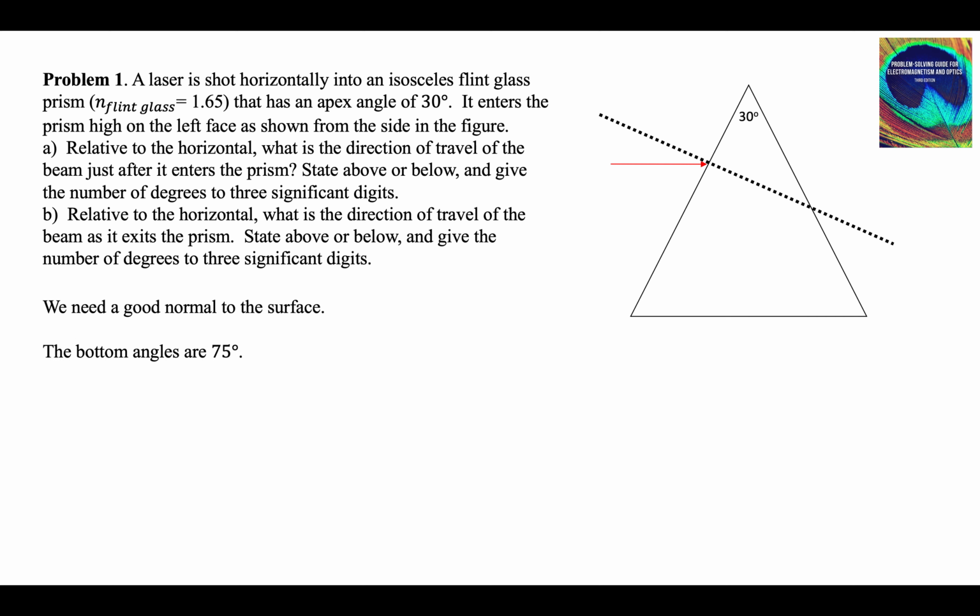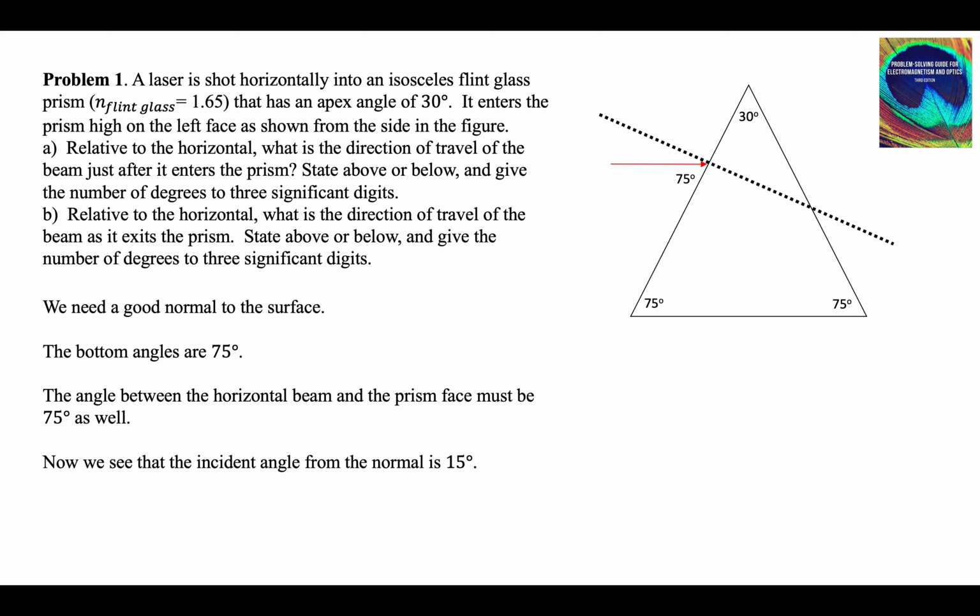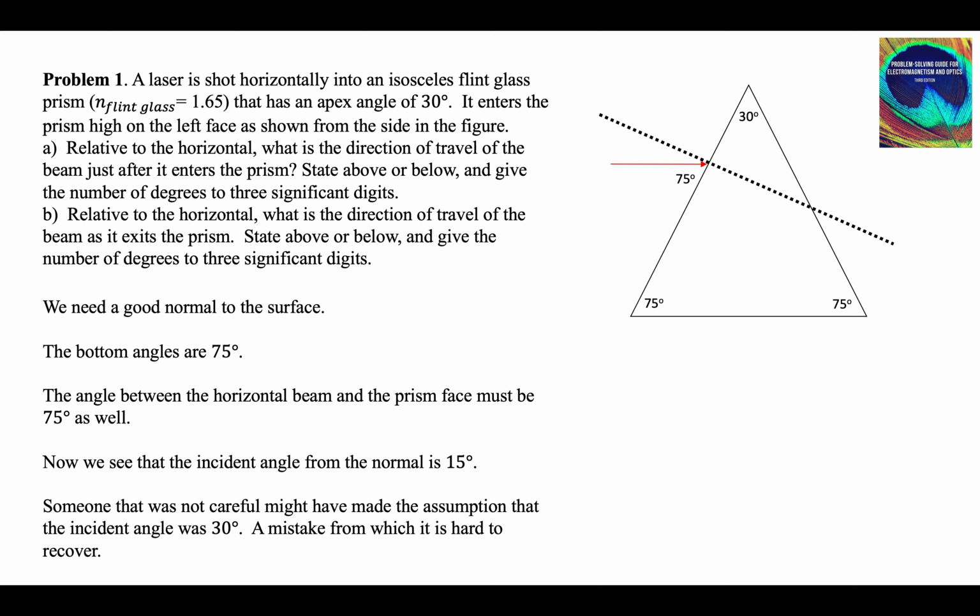The bottom angles are 75 degrees each, because the total has to be 180. The angle between the horizontal beam and the prism face must be 75 degrees as well, right here. That's 75. If that's 75, this is 15 degrees, the angle from the beam to the normal. So the incident angle from the normal is 15 degrees.